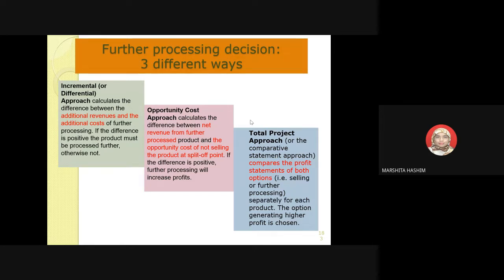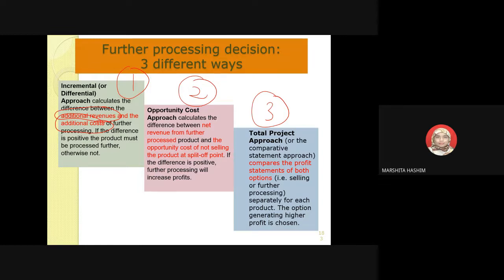So when you make a decision relating to further processing, you have three different methods: either you use the incremental approach, the opportunity cost approach, or the total project approach. If you use the first approach, you compare the difference between additional revenue and additional costs of further processing. If the difference is positive, then you can proceed with your decision to further process the product.